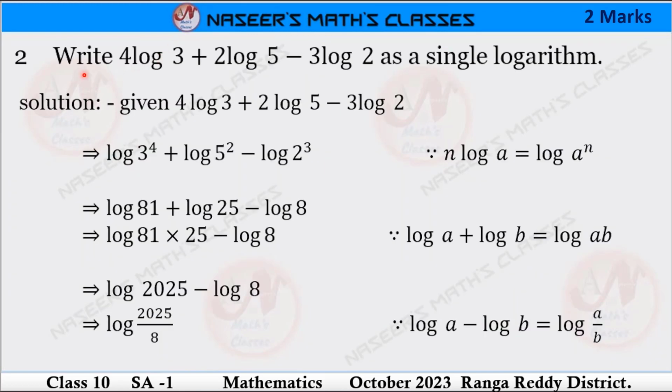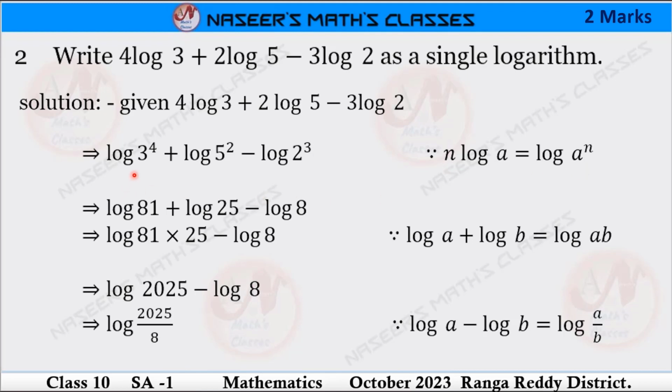We are going to solve the second problem. It is given: write 4 log 3 plus 2 log 5 minus 3 log 2 as a single logarithm. So from this we can write 4 log 3 as log 3 power 4, and 2 log 5 is written as log 5 square, and 3 log 2 is written as log 2 cube, since n log a is equal to log a power n.